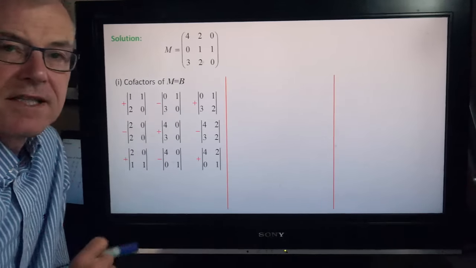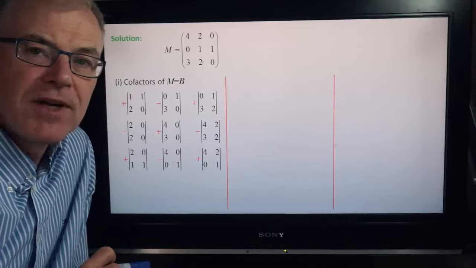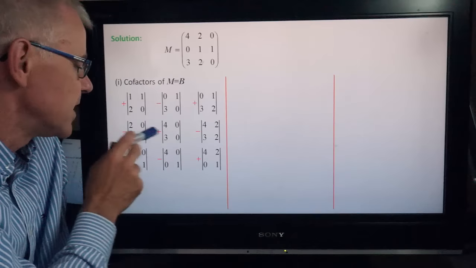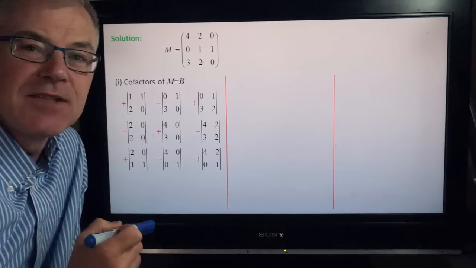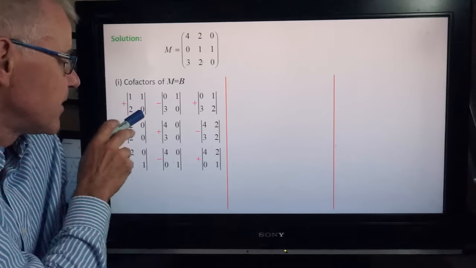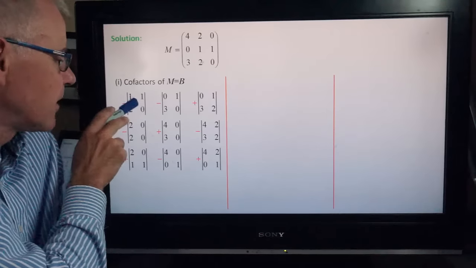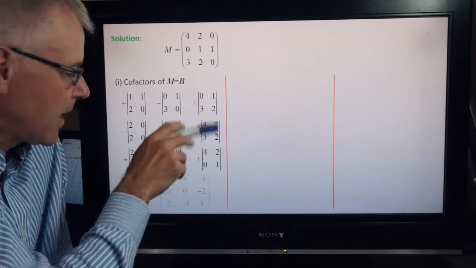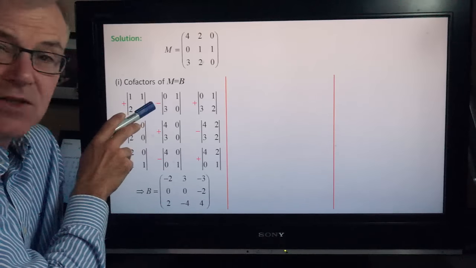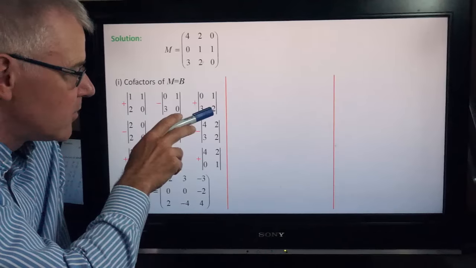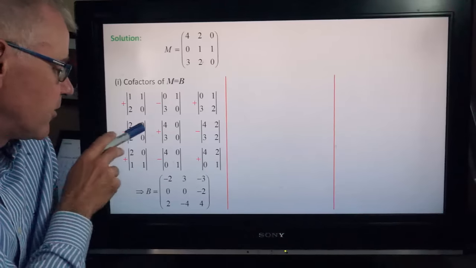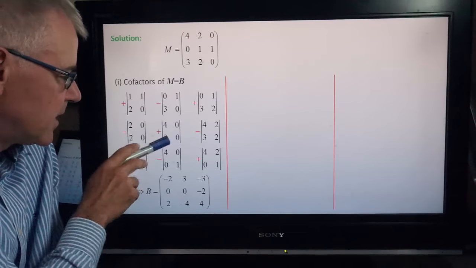So these are the minors, and if we now put in the sign pattern, which will be plus, minus, plus, minus, plus, minus, plus, minus, plus, this will give us the cofactors. So we work out the determinant of each of the elements. We'll do a few here. So that'll be 1 minus 2, which will be minus 2. This will be 0 minus 3, which will be minus 3, multiplied by minus 1, which is plus 3. 2 times 0 minus 3 will be minus 3. This will be 0 minus 0. This will be 0 minus 0.